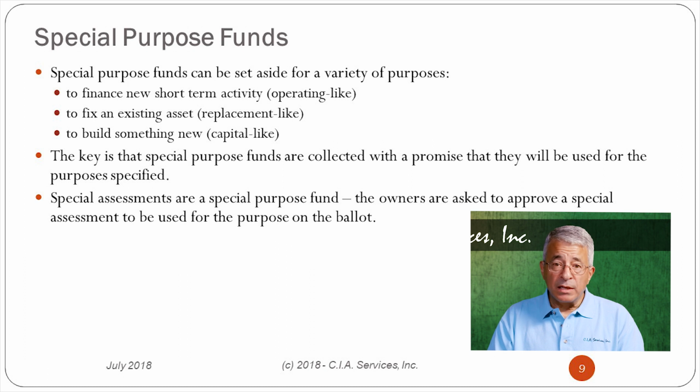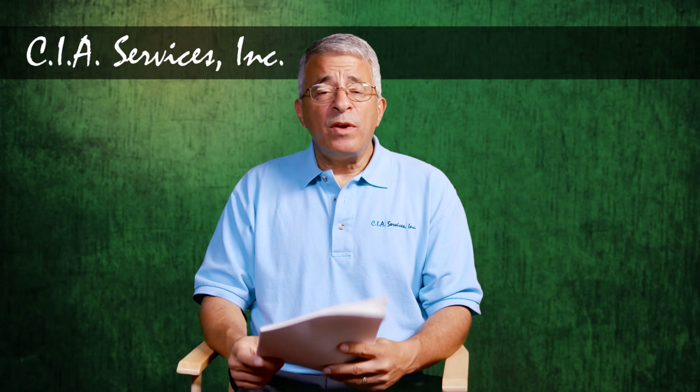So a special assessment is absolutely a special purpose fund because we put it on the ballot. We want this much money for this purpose. We must use it for that particular purpose. Well, now that we've talked about the four funds, operating, replacement, capital, and special purpose, let's look at how we calculate that ideal value, that target value that we need there.